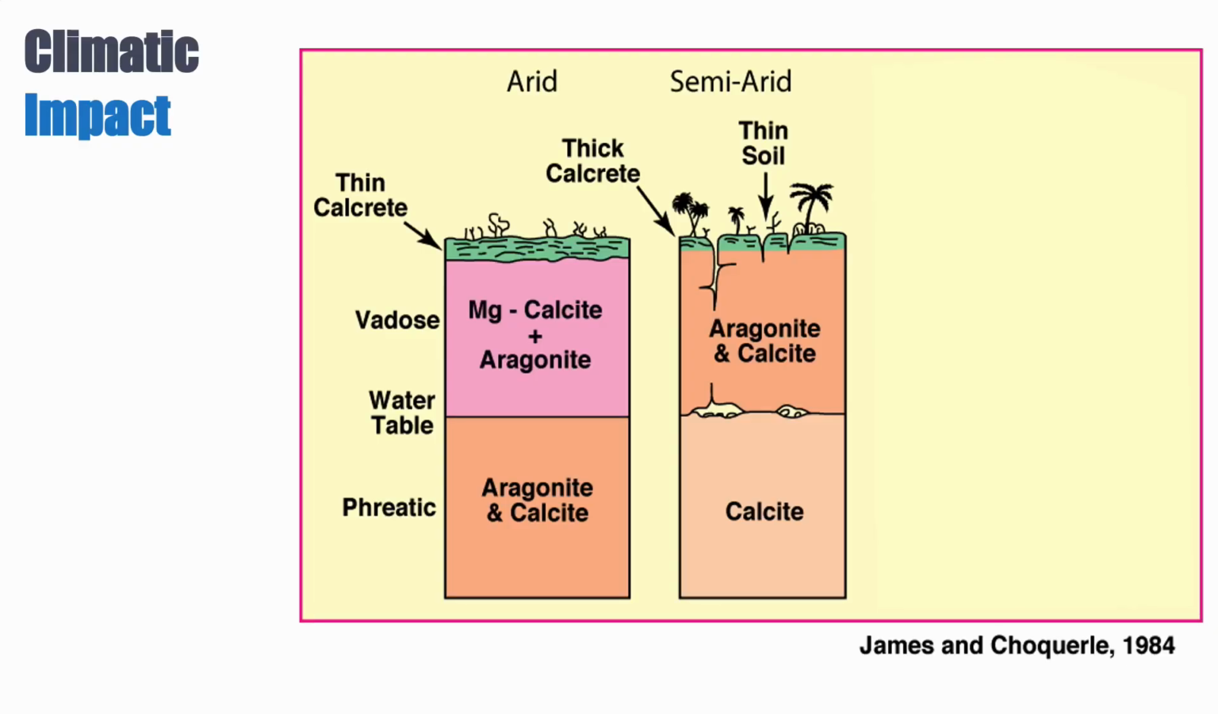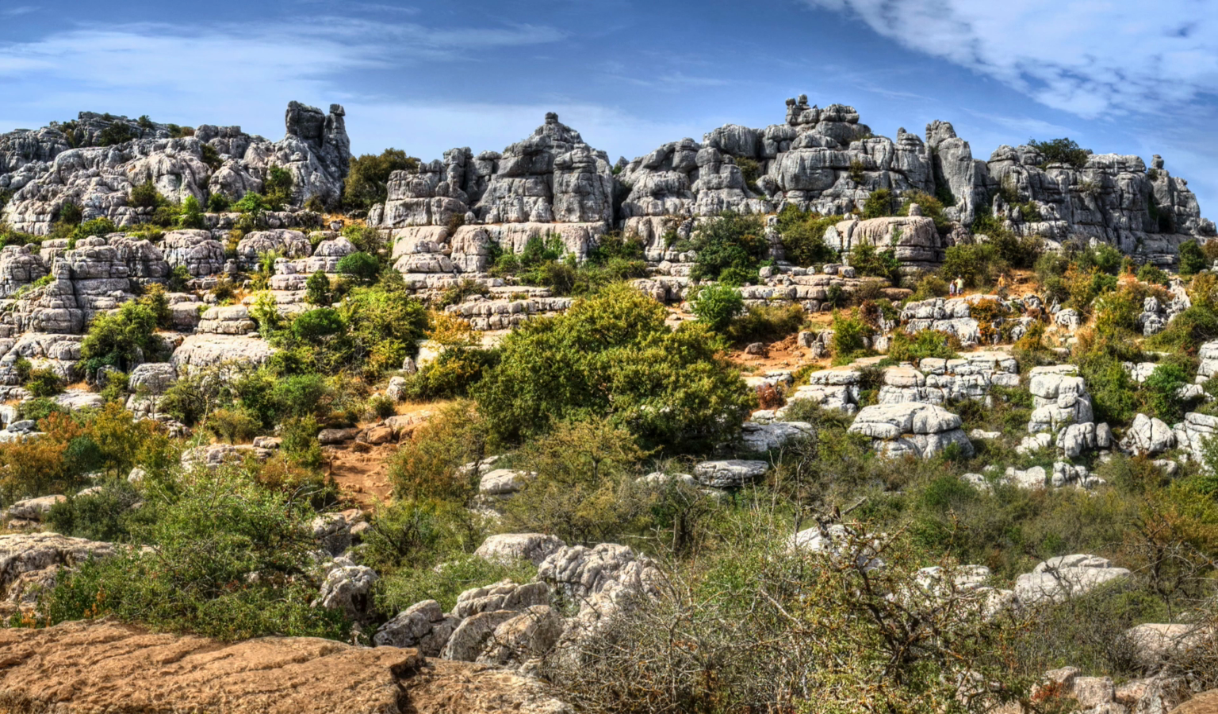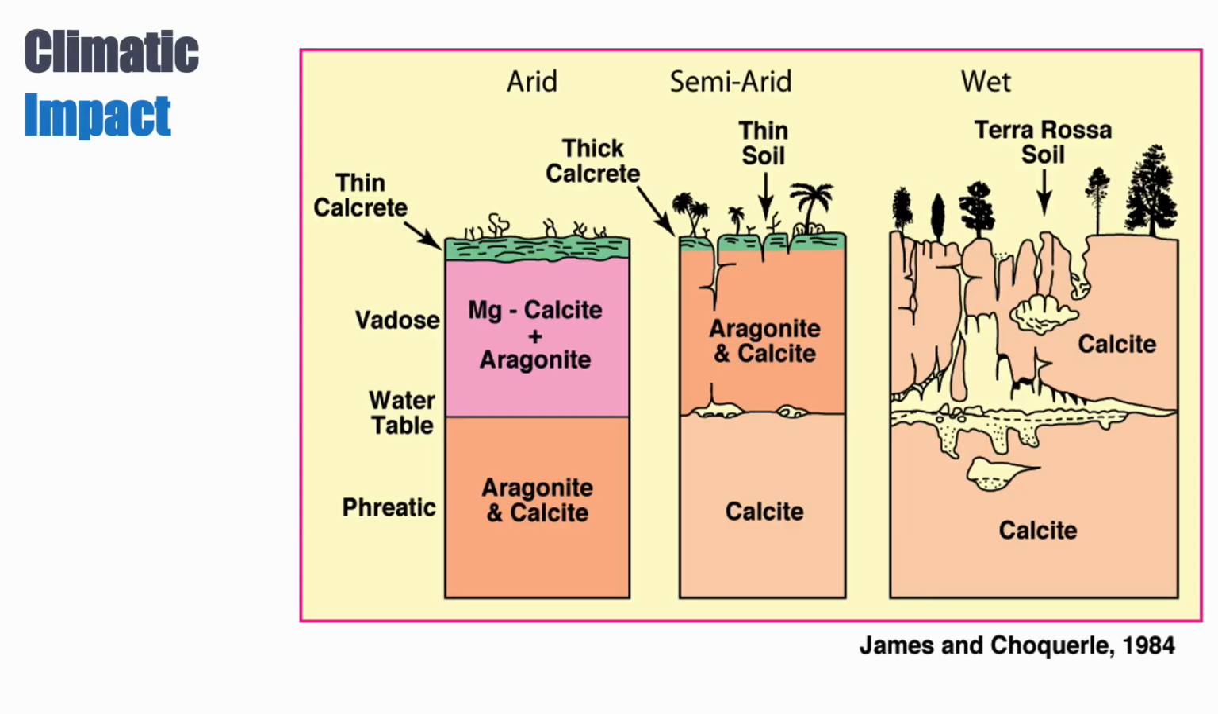Now, if you're in a semi-arid environment, the calcrete, the zone of evaporation and precipitation of minerals, is much thicker. And notice that in the vadose zone, because we have more water, we now have aragonite and calcite preserved, but magnesium calcite is gone. Whereas in the phreatic zone, we only have calcite. And at the interface between the two, we're starting to have cave formation. So an example would be Southern Europe, Italy or Spain, where we have the beginning of what is known as karst landscape, but we still preserve some of the limestones.